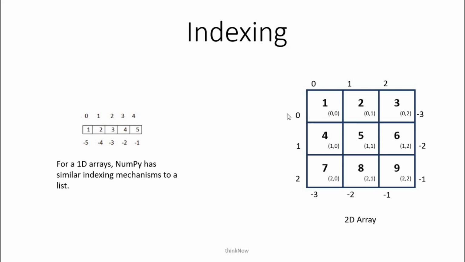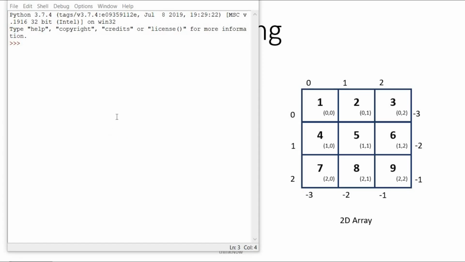So here we can see that the indexes are 0, 1, 2 and 0, 1, 2 over here, and this is a simple coordinate system idea: 0, 0, 0, 1, 0, 2, 1, 0, 1, 1, 1, 2. And similarly, like 1D arrays, here are negative indexes also, like -1, -2 and this one. So 9 refers to 2, 2 as well as -1, -1, and 1 refers to -3, -3 as well as 0, 0. Let's get our hands on the code.